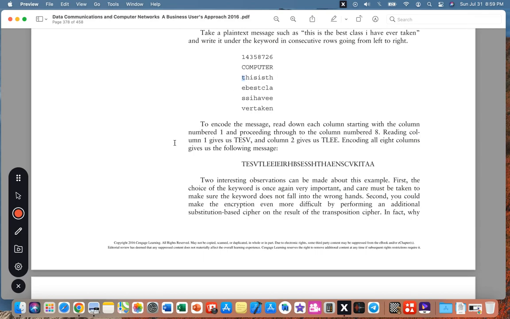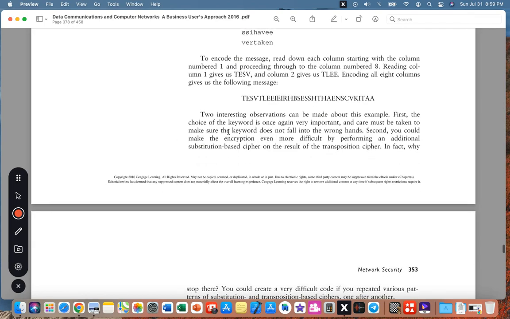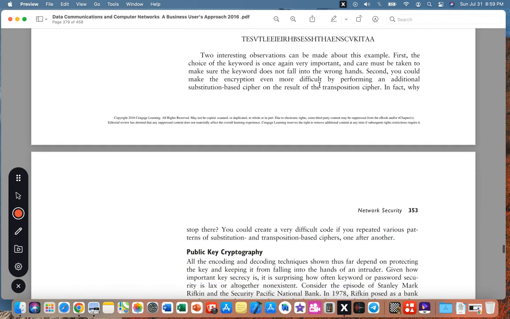Encoding all 8 columns gives us the following. Two interesting observations can be made about this example. First, the choice of the keyword is very important, and care must be taken to make sure the keyword does not fall into the wrong hands.